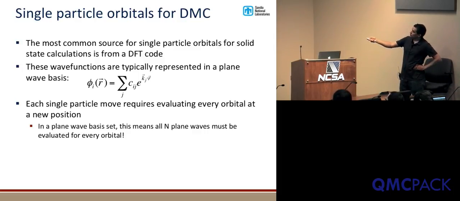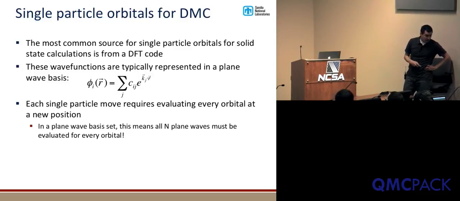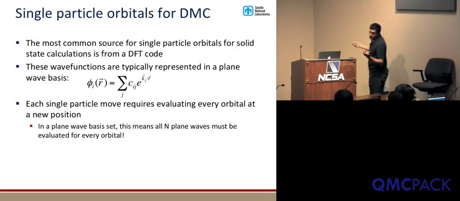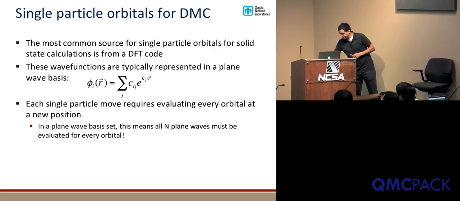So we don't actually use plane waves directly in QMCPACK. I think it's maybe buried in the functionality if you really feel masochistic. But the reason is that every time you imagine moving an electron to another place, now we have to evaluate this entire sum, right? So every basis element has to, in principle, be evaluated for every single particle move. And you can see that this gets expensive very quickly.